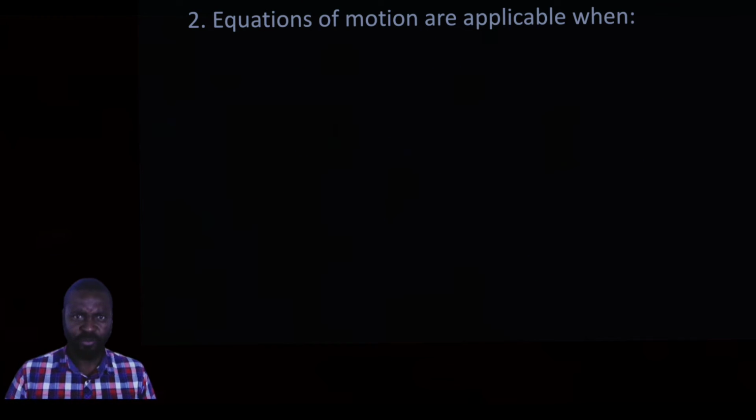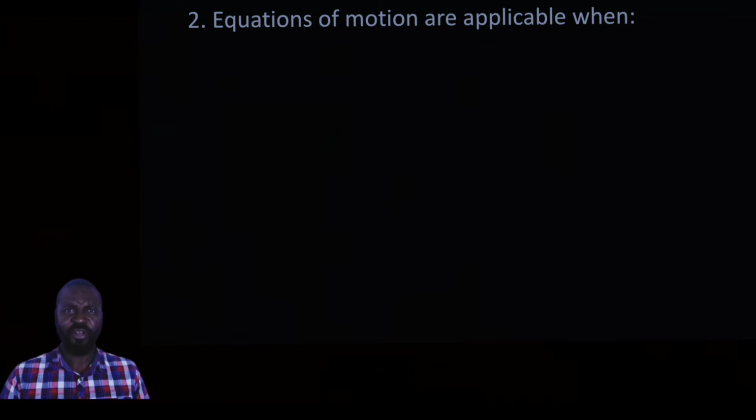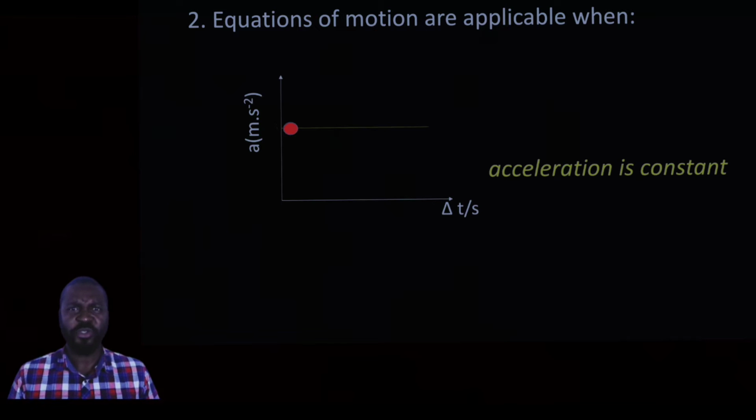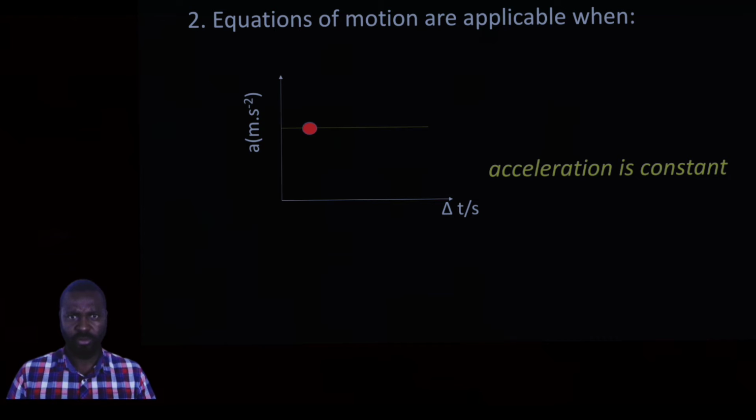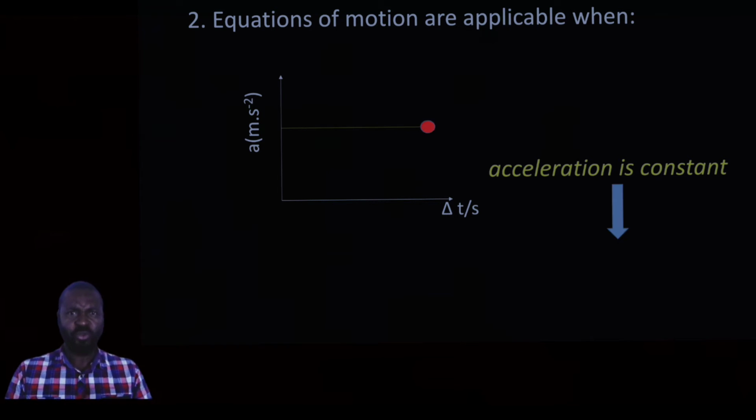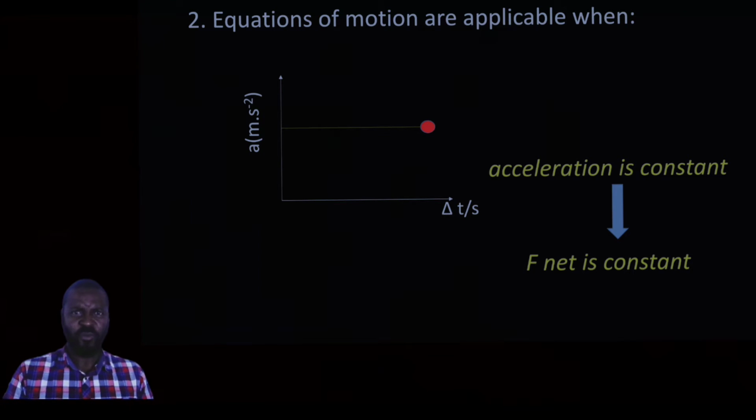The second thing that you quickly need to pick up involving the big four is that you can only use the big four equations of motion when the acceleration is constant. When the acceleration is constant, it means the net force is also constant. So we have a system of forces acting, and those forces continue in the same manner, and they produce a constant resultant force. We know that a constant resultant force produces a constant acceleration. You can apply the big four equations of motion.